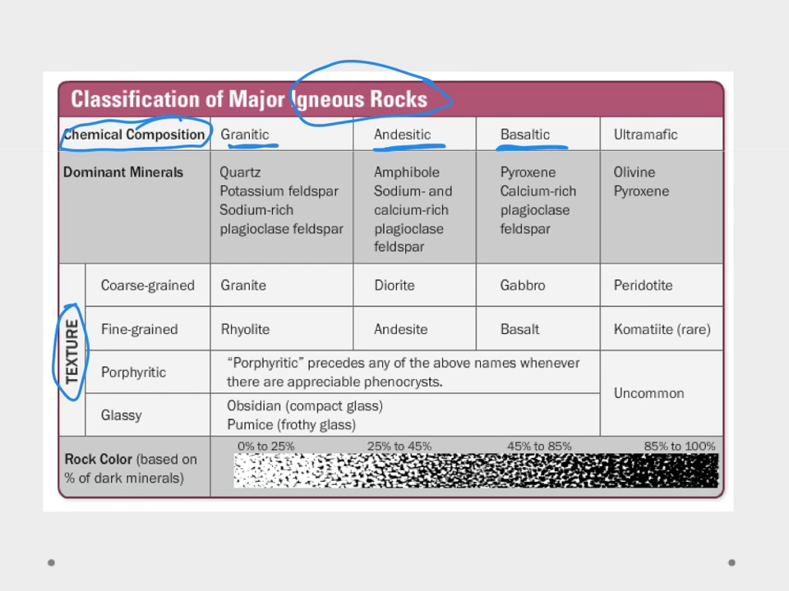So you remember we said granitic is going to be lower in dark minerals, from about 25% to 0. Basaltic is going to be about 45 to 85%. Okay, and then we can go from there. We do have this ultramafic, which is kind of rare, but you can see it down here. It's uncommon to find it in glassy and porphyritic textures. But I wanted you to see that this is how we'll classify our igneous rocks.